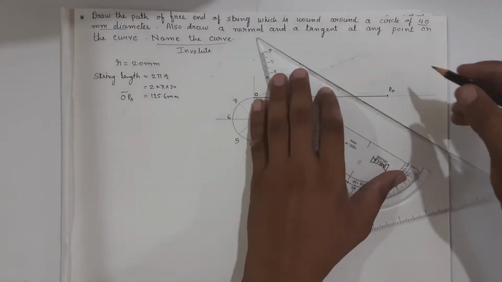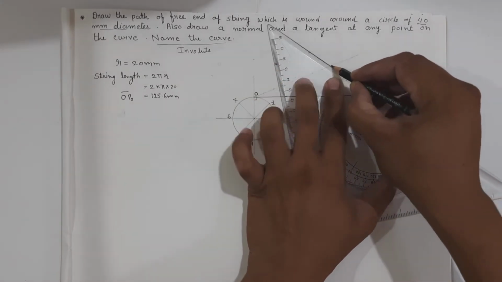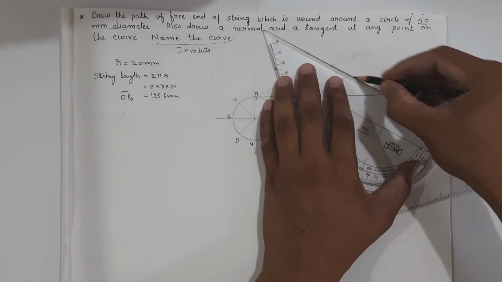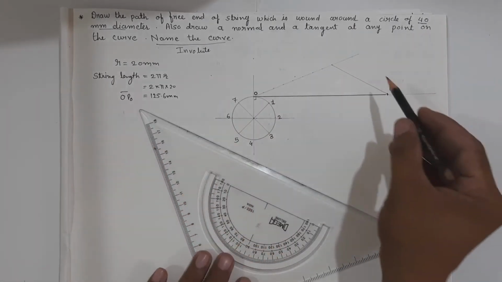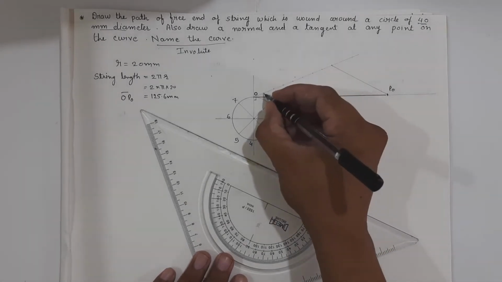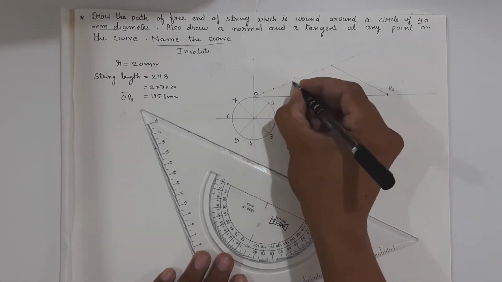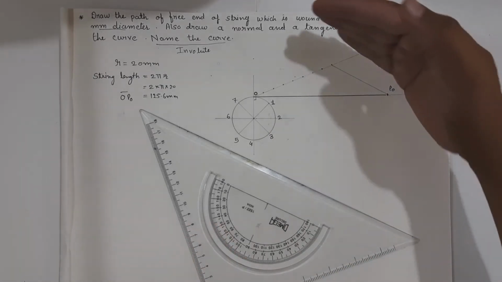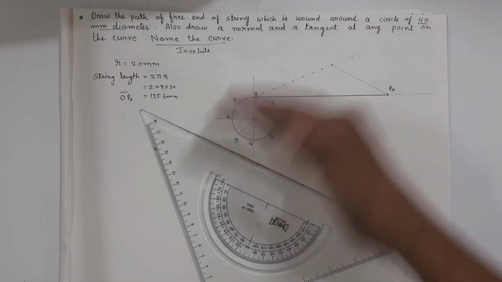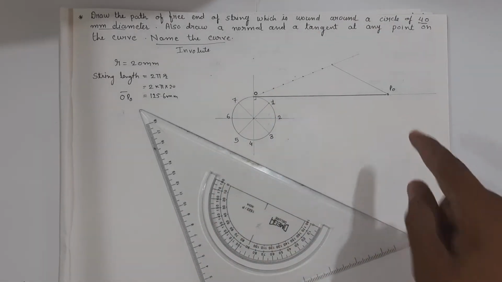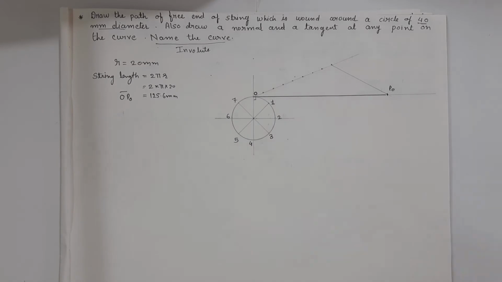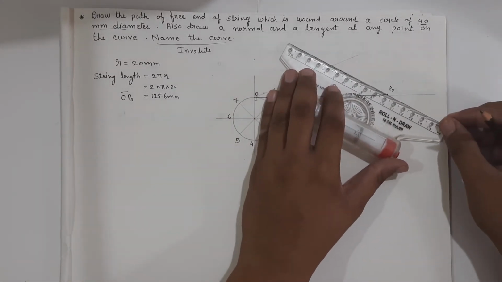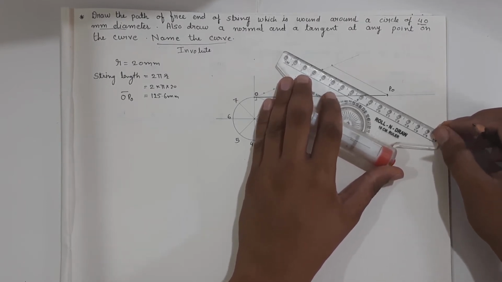Now attach the last point of this line to P0 and draw lines parallel to this line from each point. This is 0, 1, 2, 3, 4, 5, 6, 7 and 8. So draw lines parallel to this line from each point. It will divide this line into 8 equal parts. For that we will use the roller scale. Put your roller scale on this line and roll it like this to divide the line into 8 equal parts.